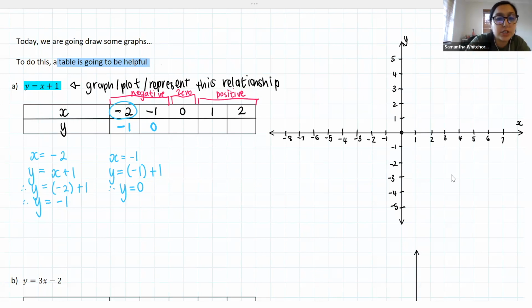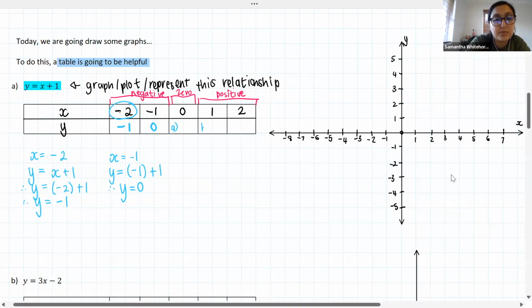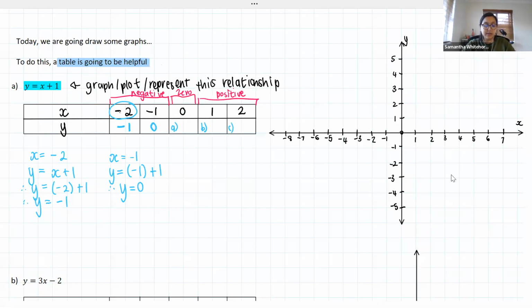Right, so what I want in the chat is the rest of your output values. I'm numbering them A, B, and C. Let's see what output values we get there. And then we'll look and see how we take the input and the output and we go and plot a graph.